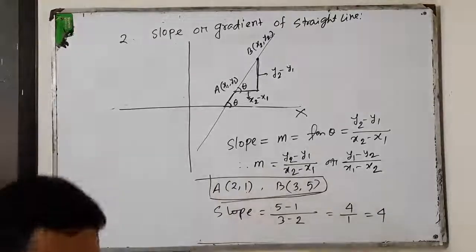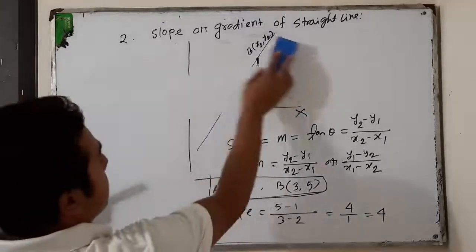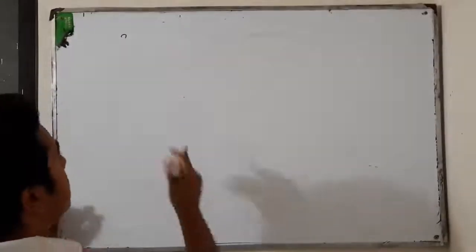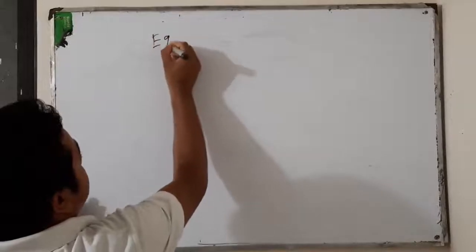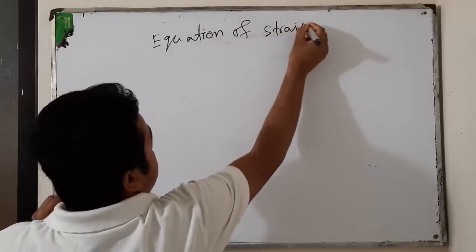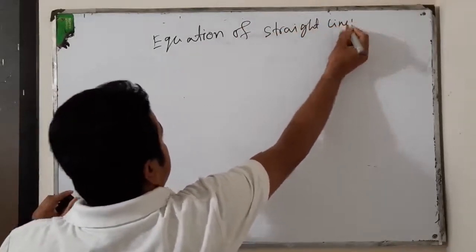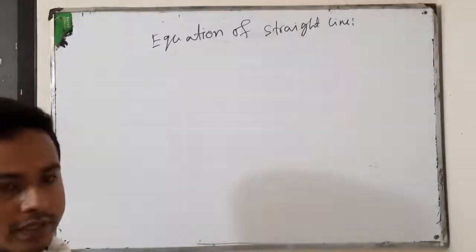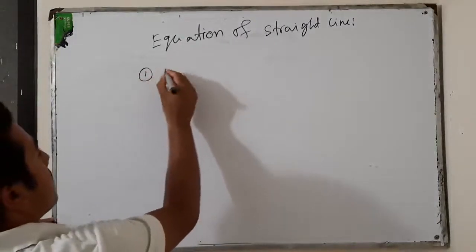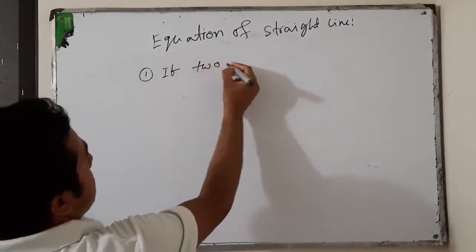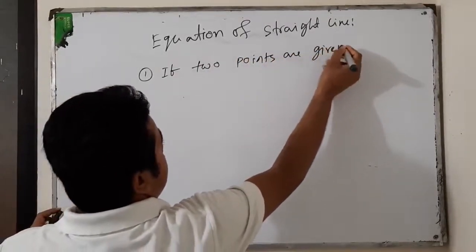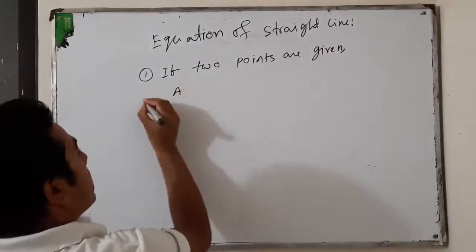Okay, now we are going to discuss the different types of equation of a straight line. At first, three types of equation we want to discuss. The first one is if two points are given.